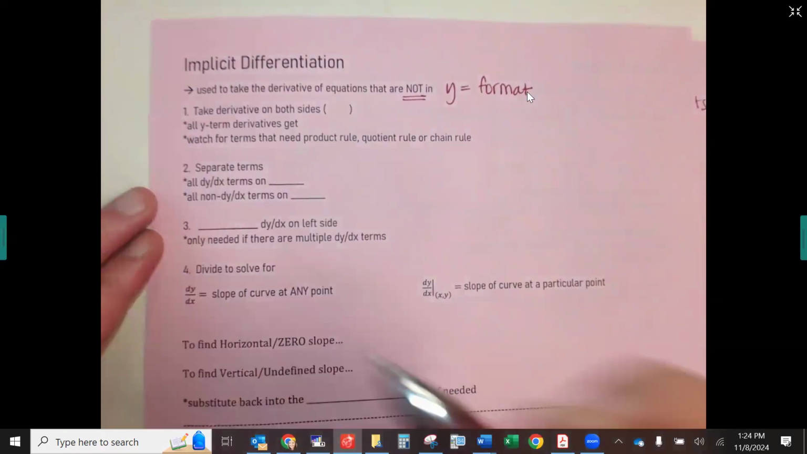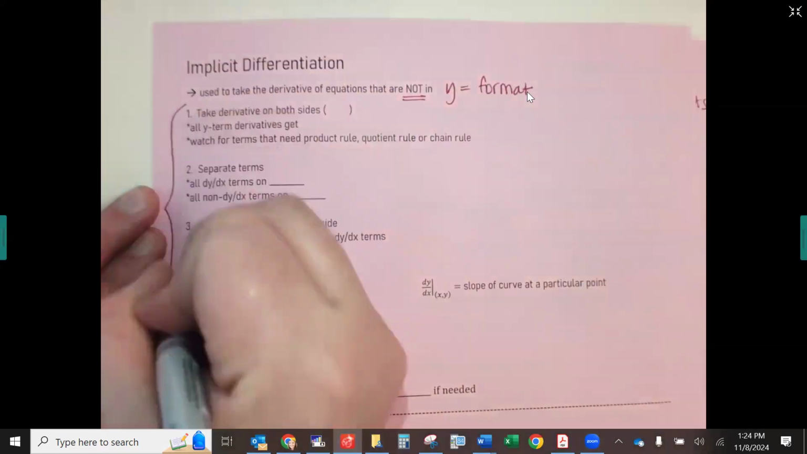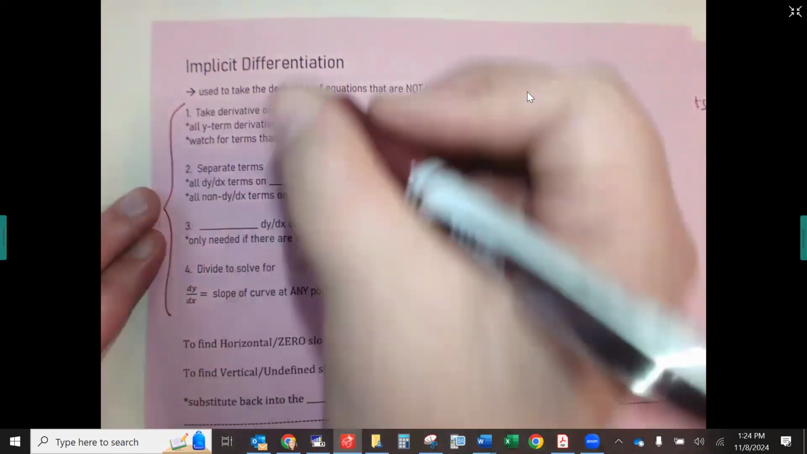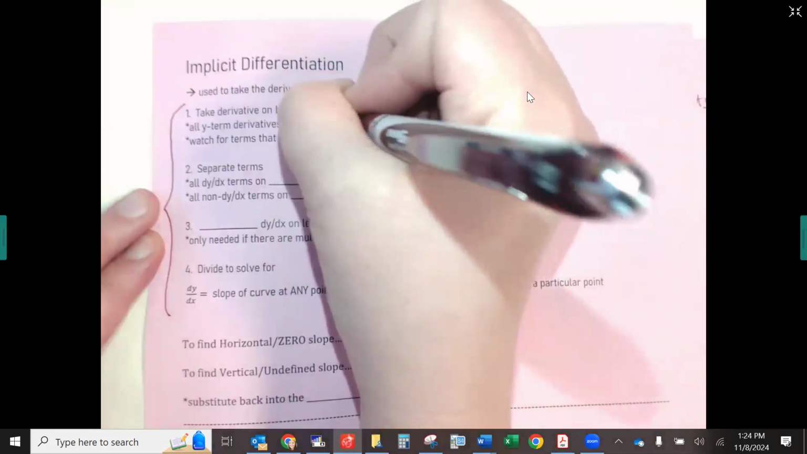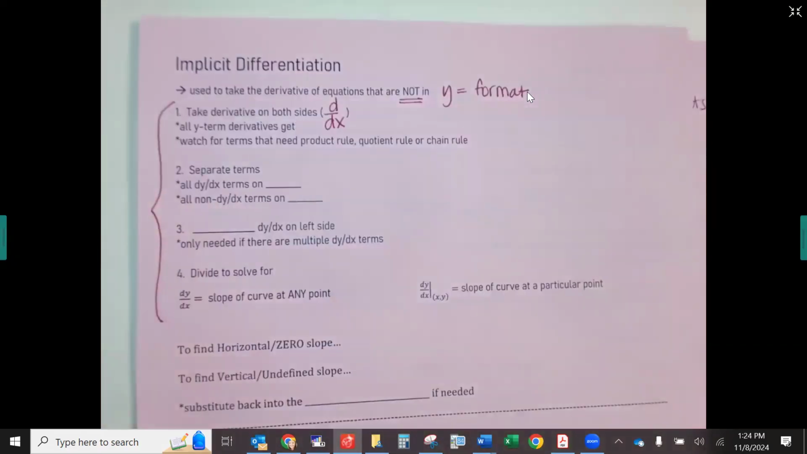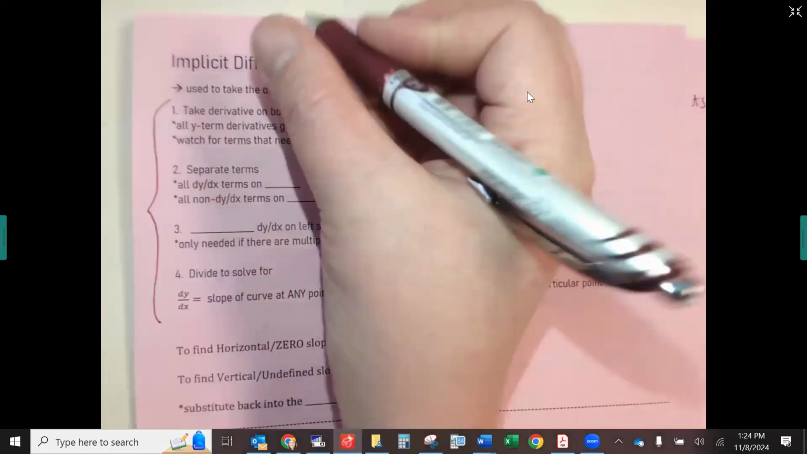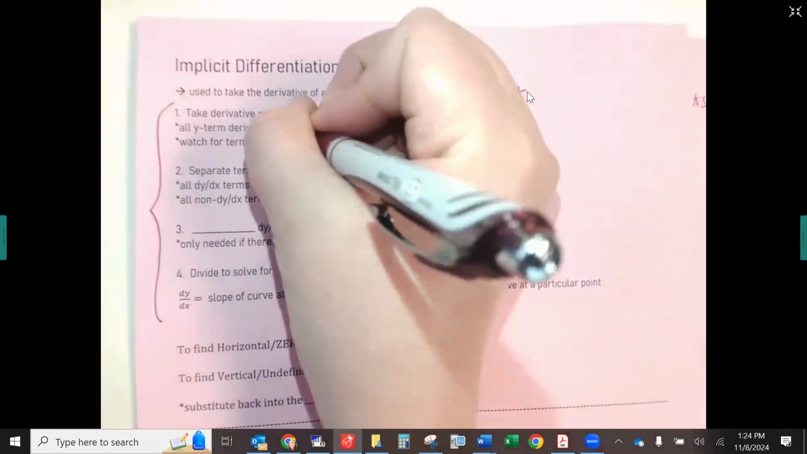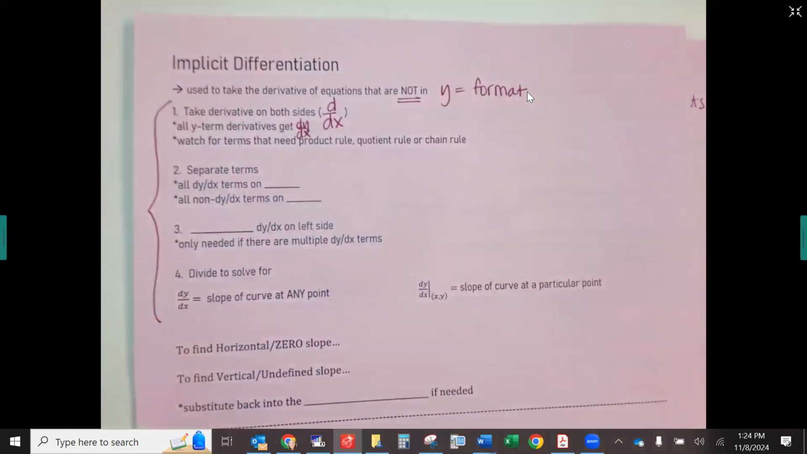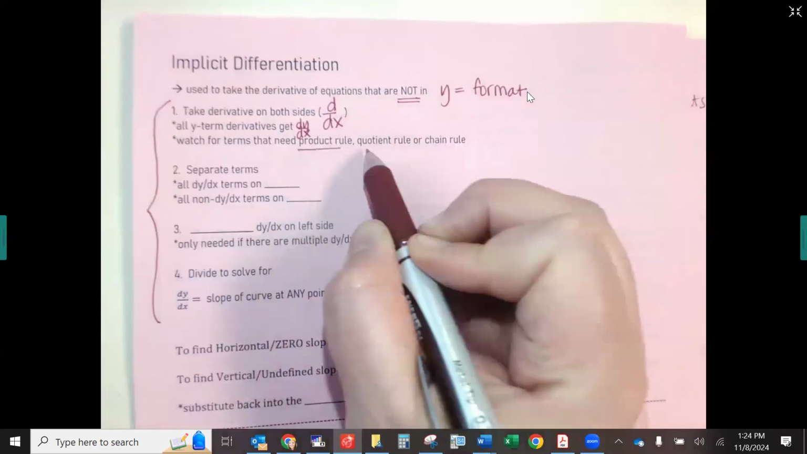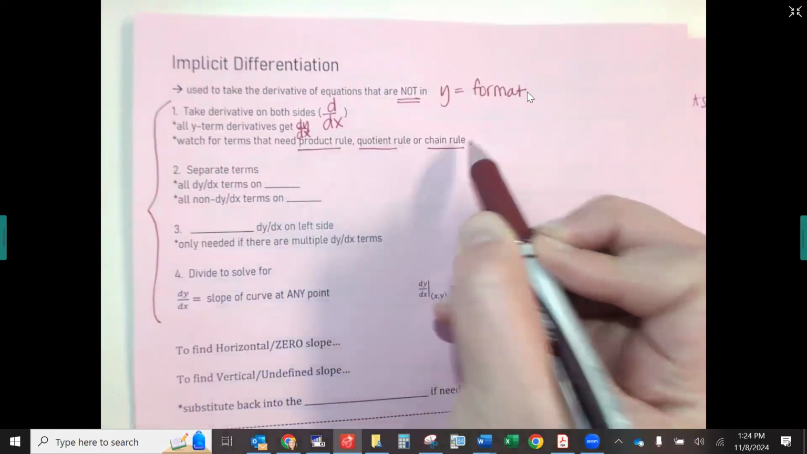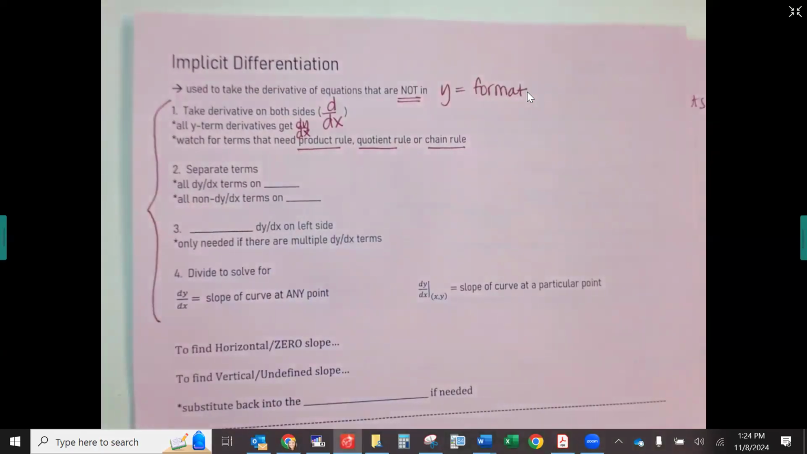Here are your steps. Step number 1, you're going to take the derivative on both sides, d/dx. Any term that started off with a y in it is going to get a dy/dx. Watch for terms that need product rule, quotient rule, or chain rule. Remember though, you already have those rules written down somewhere else and we'll practice them today.